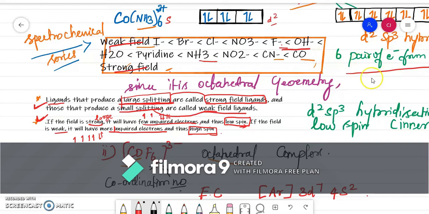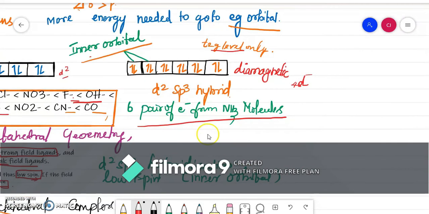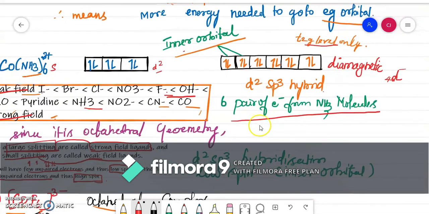Got it. So finally what we conclude is that this complex, Co(NH3)6 3+, has a d2sp3 hybridization, because the inner orbital is from the 3d only; we got the d orbitals from the 3d, not from the 4d. Correct? So the inner orbital participates in the hybridization of Co(NH3)6 3+.